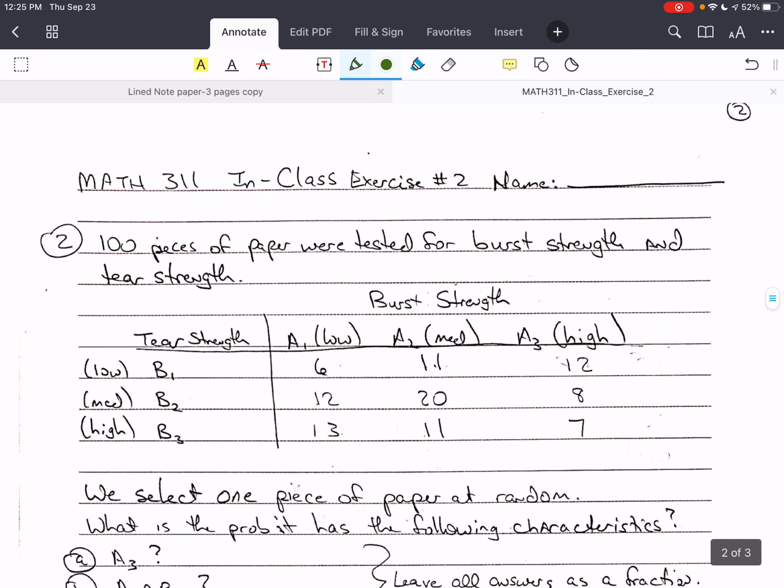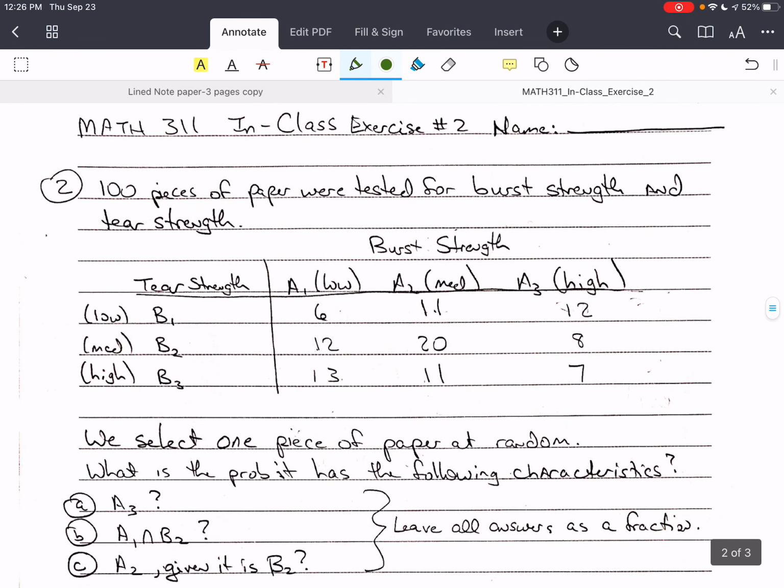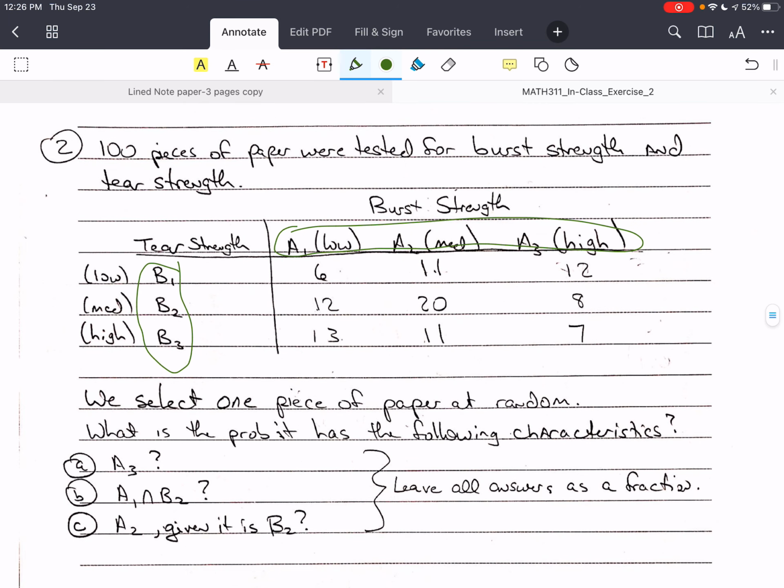Now, the second problem, we're given a table. And it's about sheets of paper, and we have tear strength and we have burst strength that are tested on each of these sheets of paper. And there are 3 levels, low, medium, and high. For tear strength, that's going to be B1, B2, B3. For burst strengths, it's going to be A1, A2, A3. We're going to randomly select one piece of paper. We want to know what's the probability that it has the following characteristics.